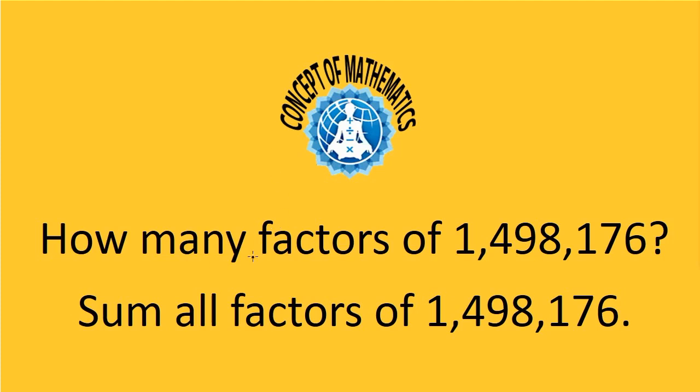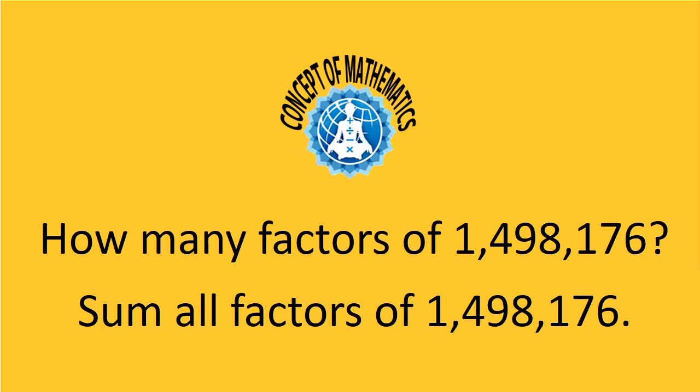So how can we find the total number of factors of 1,498,176? More interestingly, if I would say without writing all factors, we can tell the total number of factors, and most surprising part, we can calculate the sum of all possible factors of the given number without writing all factors.